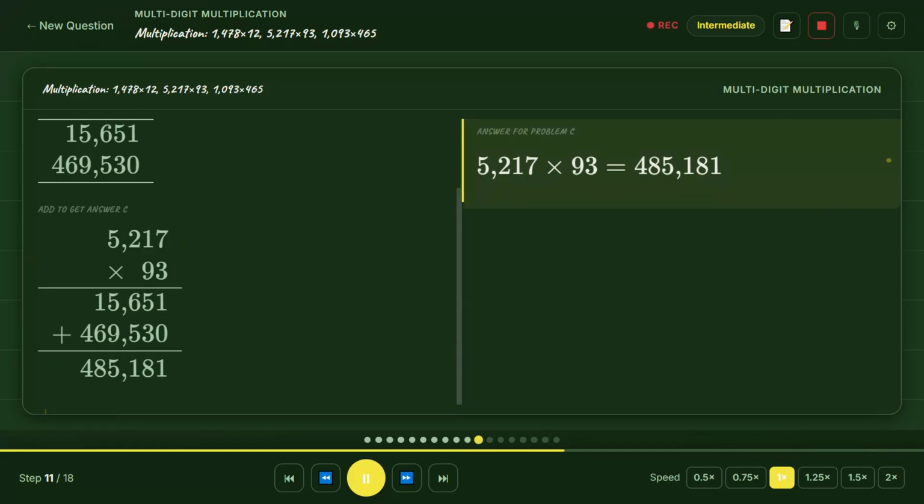Great work. Problem C is done. 5,217 times 93 equals 485,181. Now let's do the last one. It's the biggest.